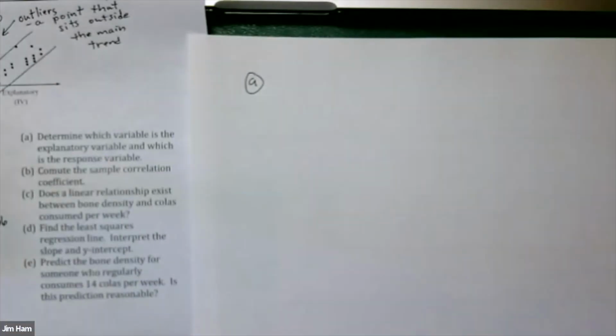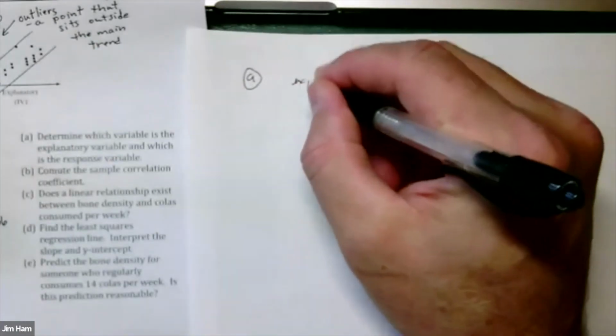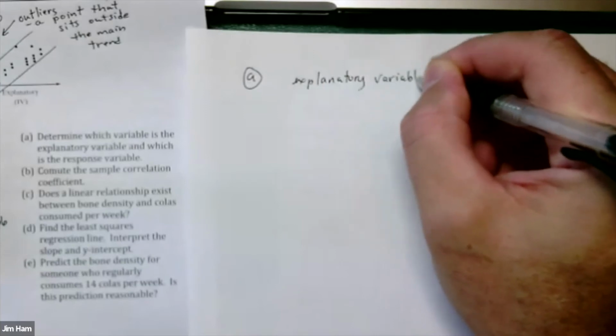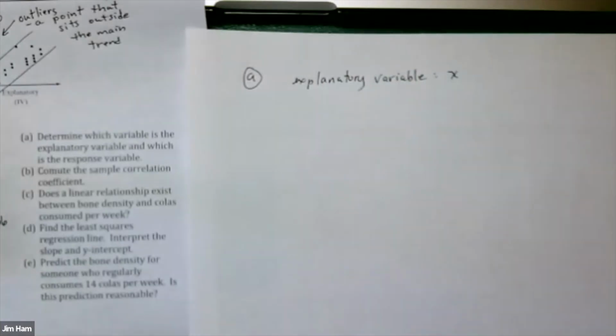Okay, so I didn't talk about this, but they're going to ask you, what is the explanatory variable? The explanatory variable is the x-axis variable. In algebra, I think we called it the independent variable. But in statistics, we call it the explanatory variable. What would explain the weak bones.